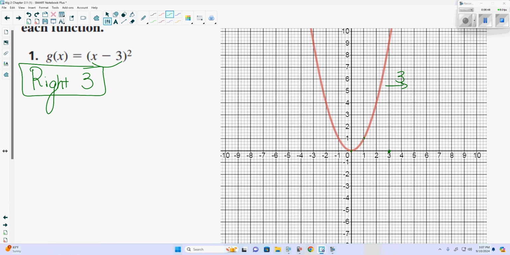There's nothing outside of the parentheses, besides the square. And that's fine, which means it's not moving up or down. It's just left, right. So it's just right 3. We don't have to have more than one. We could have just one, or we could have multiple.